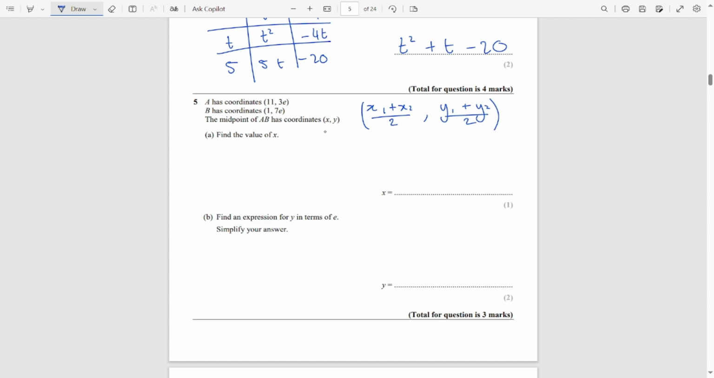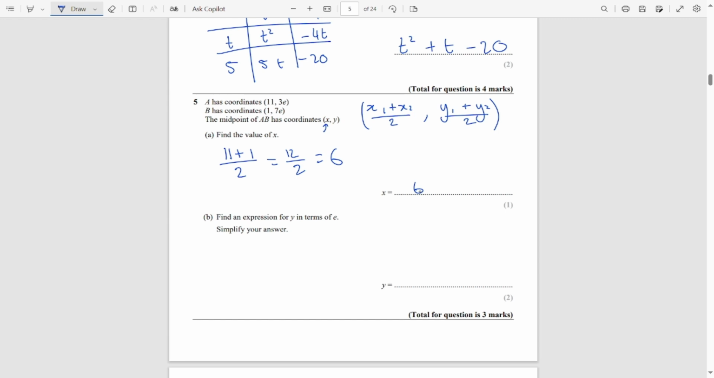So first of all, I'm just asked for this midpoint x here. So I'm going to take the average of the two x coordinates. So this is 11 plus 1 over 2. 11 plus 1 is 12. 12 divided by 2 is 6. And so x is 6.